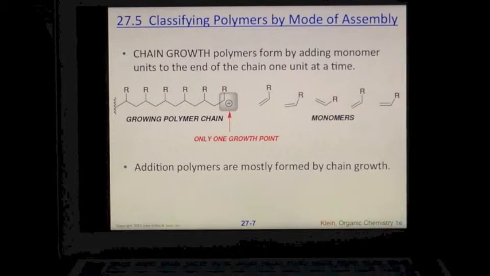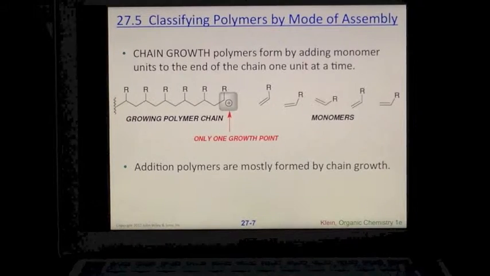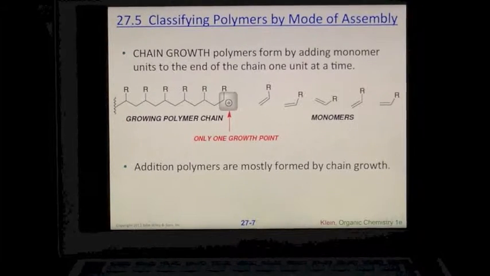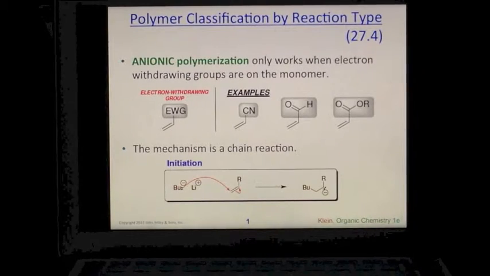Chain growth polymers form by adding monomer units to the end of the chain one unit at a time. There is only one growth point. Addition polymers are mostly formed by chain growth. Anionic polymerization only works when electron withdrawing groups are on the monomer. The mechanism is a chain reaction.